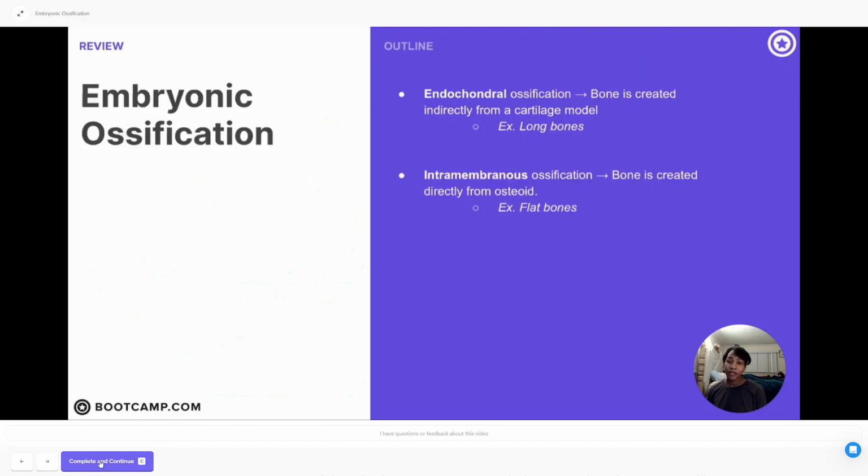So just to summarize the key points that we've talked about in this video so far, with endochondral ossification, we should remember that chondral is associated with chondrocytes, and chondrocytes make cartilage. So endochondral ossification is going to start with that cartilage model. This is going to be primarily how long bones are formed. Conversely, intramembranous ossification is going to be how flat bones are made. And what happens is that the bone is created directly from that osteoid. It doesn't have to have any sort of model or precursor to help shape it. It just forms directly. The osteoblasts just directly deposit bone into that osteoid matrix.